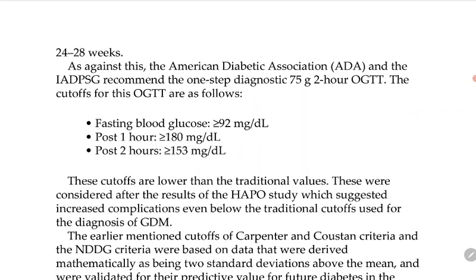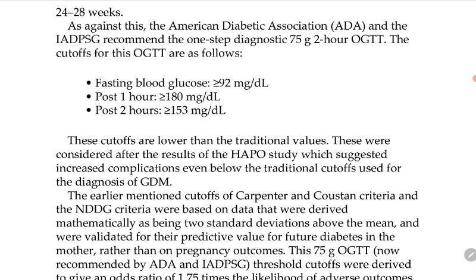Again, ADA and IADPSG recommend a one-step diagnostic 75 gram 2-hour OGTT. The cutoffs for OGTT are as follows: fasting blood glucose should be more than 92 mg per deciliter, post 1 hour 180, and post 2 hours 153.